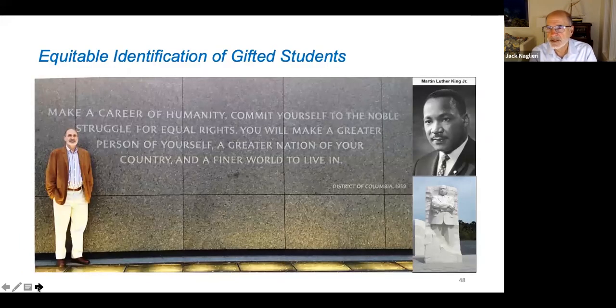And Dina and Kim, I guess I just want to end with this, and maybe you might want to say anything else as we end today. I love this quote from Martin Luther King. This is right near where I live, near Washington, D.C., at the monument there. Make a career of humanity. Commit yourself to the noble struggle for equal rights. You will make a greater person of yourself, a greater nation of your country, and a finer world to live in. And that's really what we're about here. We're really trying to help so many students, those more than 1 million students out there who are really smart and deserve a place at the table, so to speak.